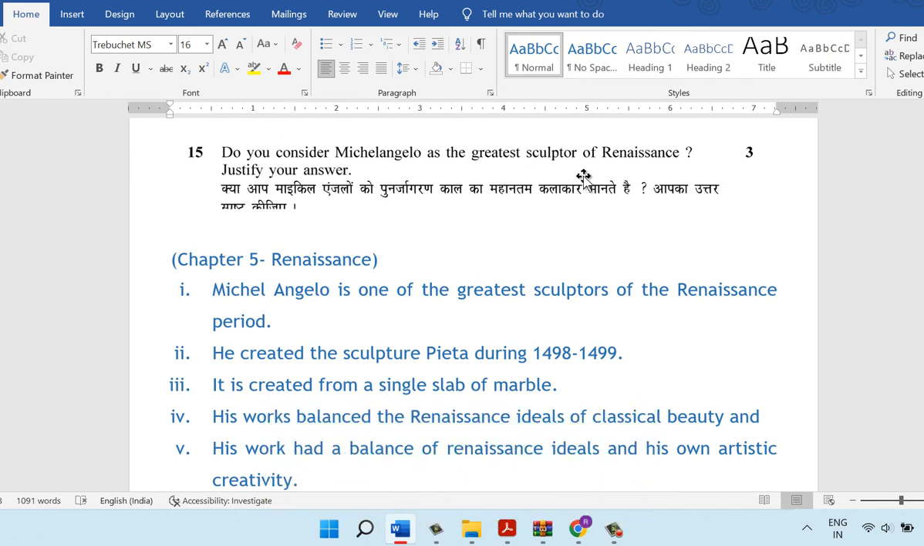Do you consider Michelangelo as the greatest sculptor of Renaissance? Justify your answer. This is from chapter 5, Renaissance. Michelangelo is one of the greatest sculptors of the Renaissance period. He created the sculpture called Pieta during 1498-1499. It is created from a single slab of marble.